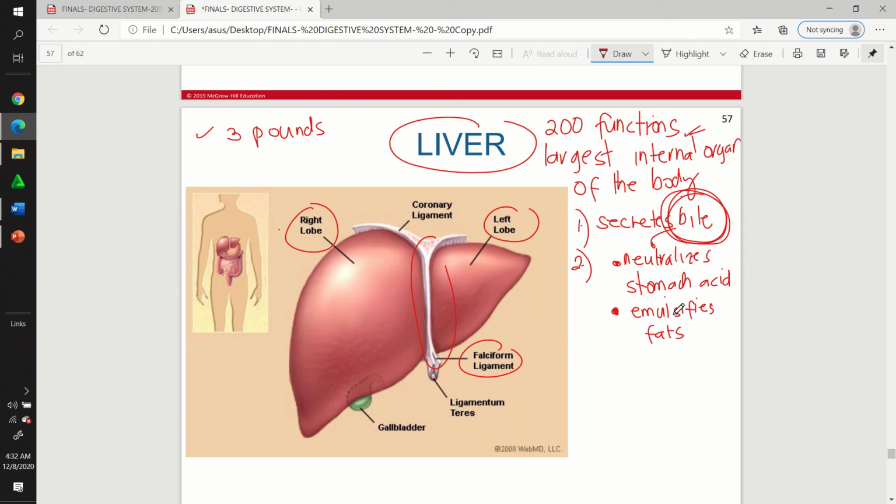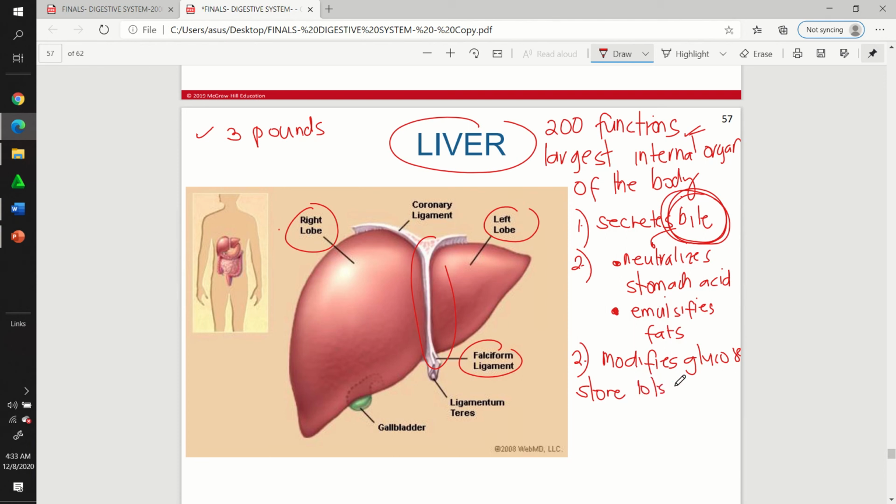Another important function of your liver, number two: metabolism of your glucose. It modifies your glucose. How? Liver cells remove sugar from the blood and store it in the form of what? As glycogen. It stores it as glycogen.